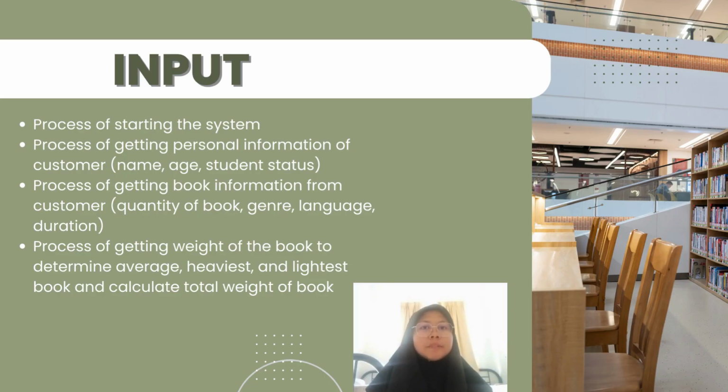In analysis, there are three parts, which are input, process and output. For input, the process of starting the system will ask the user to input the answer. Next, getting personal information, ask the user to input their name, age, and student status. Then, ask the user to input the quantity of books, genre, and language to get the book information from the customer. The process of getting the weight of the book is to determine the average, heaviest, and lightest, and to calculate the total weight of the book range.